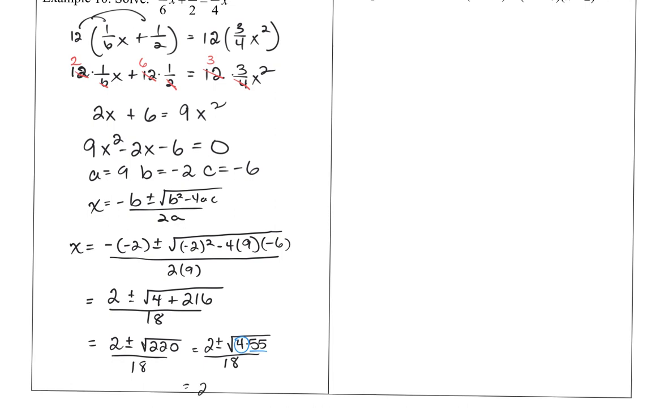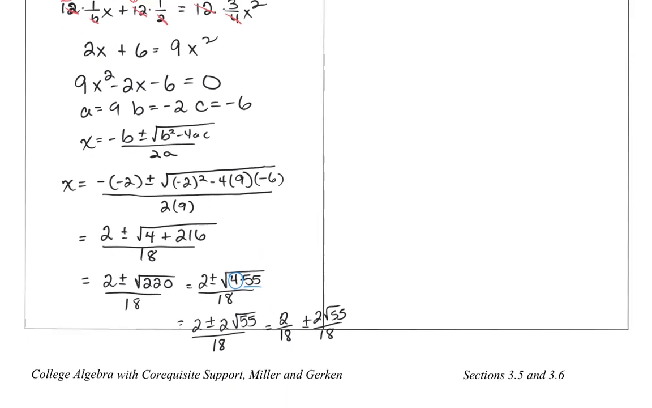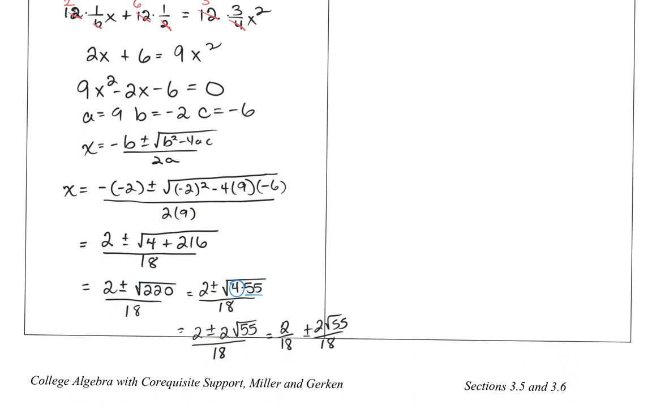So you're going to have 2 plus or minus 2 square roots of 55 over 18. And then you could simplify this, right? 2 over 18 plus or minus 2 square roots of 55 over 18. And 2 over 18 simplifies to 1/9 plus or minus, and again, 1/9, square root of 55 over 9. And you can put it back together if you want, or you can just leave it like that.